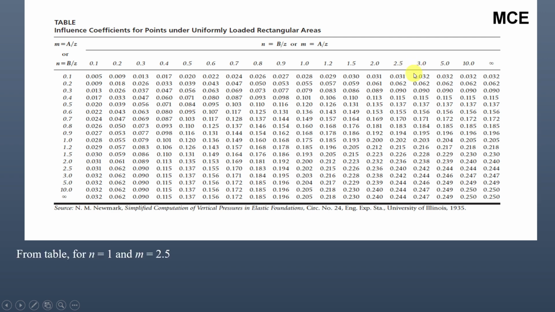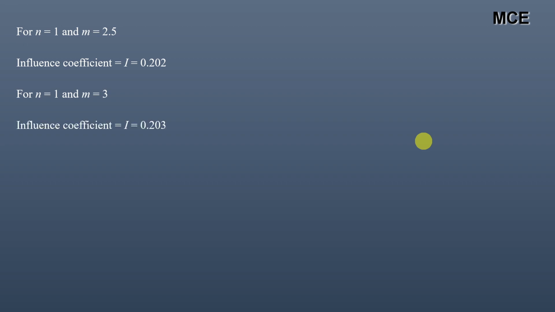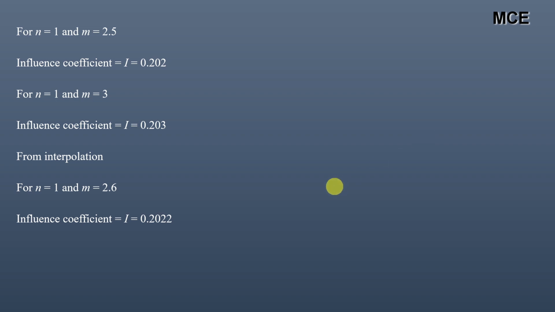For n equal to 1 and m equal to 2.5, we will get the influence coefficient 0.202. And for n equal to 1 and m equal to 3, the influence coefficient is 0.203. From linear interpolation between these two, for n equal to 1 and m equal to 2.6, the value of I will be 0.2022.